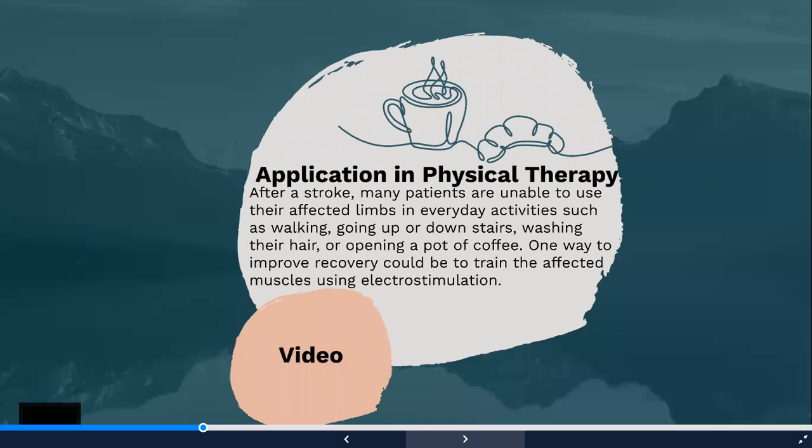Application in physical therapy. After a stroke, many patients are unable to use their affected limbs in everyday activities such as walking, going up or down stairs, washing their hair, or opening a pot of coffee. One way to improve their recovery could be to train the affected muscle using electrostimulation.